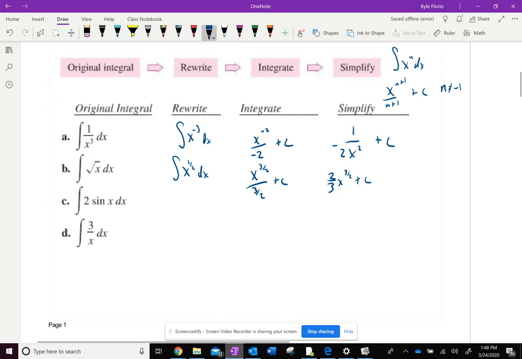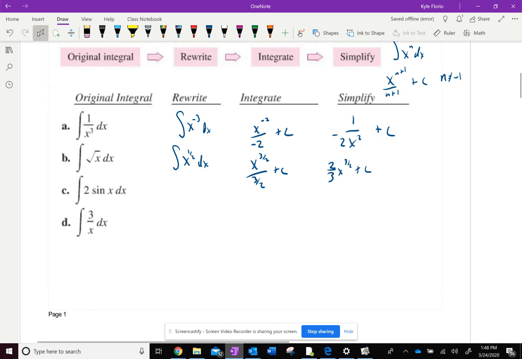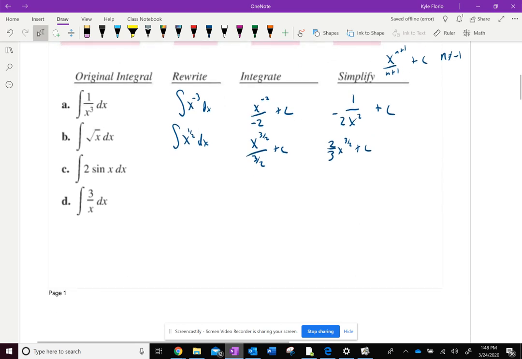You can think of that as keep, change, flip, or just knowing that dividing by 3/2 is the same thing as multiplying by 2/3, the reciprocal. The book, for simplifying part C, they just factor out the 2. The 2 is a constant. You can always factor out a constant. You don't actually need to do this in this one, but this is what they suggested to do.